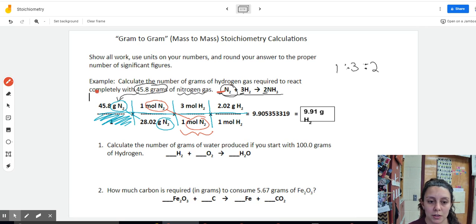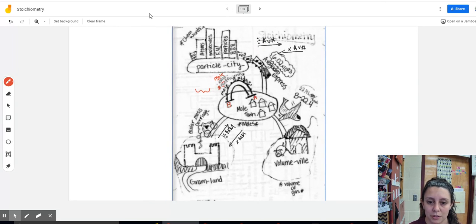We need to change into what they're asking for, which is the number of grams of hydrogen gas. So we want to get to hydrogen. Remember, we can't go from moles of nitrogen to grams of hydrogen, so we actually have to cross that bridge. Back again in Moletown, looking here, we have that little bridge. We start as something, we change into something else.